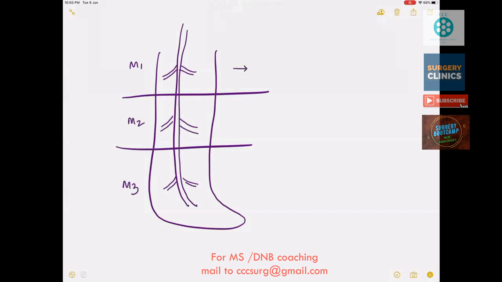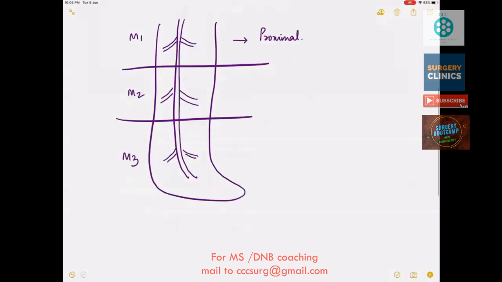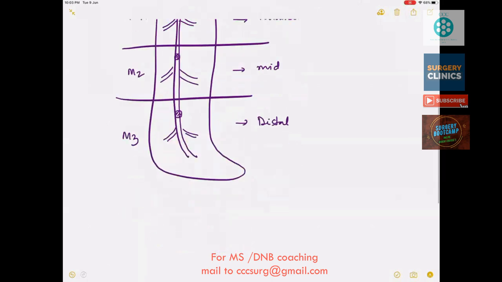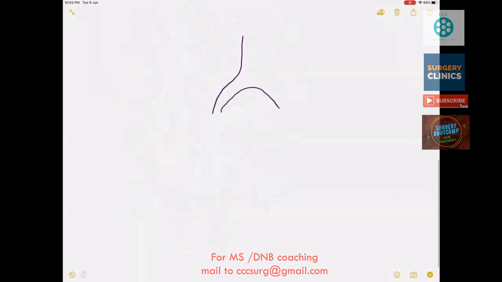So if it is a muscle 1, that means a block of this region is going to be manifested by a pain at a proximal muscle. Hence, if you have understood up to this, if there is a block in this, it will be the mid part muscle, and definitely a block in this is a distal part.